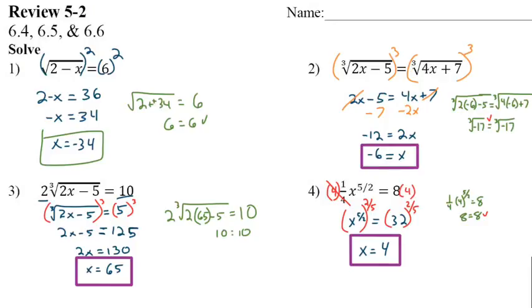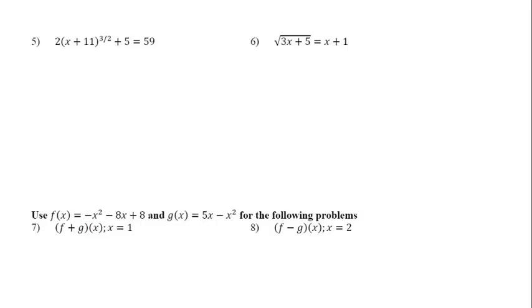Let's pause real quick, and I'll go down and do 5 and 6 real fast. Okay, 5 and 6. A little more involved, but not by a whole lot. Again, think of this part right here as a big x value to get down to, and then take care of the exponent. So we'll start off by subtracting 5. So that's 2x plus 11 to the 3/2 equals 59 minus 5 is 54.